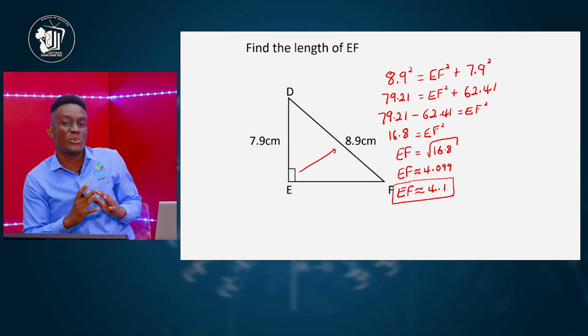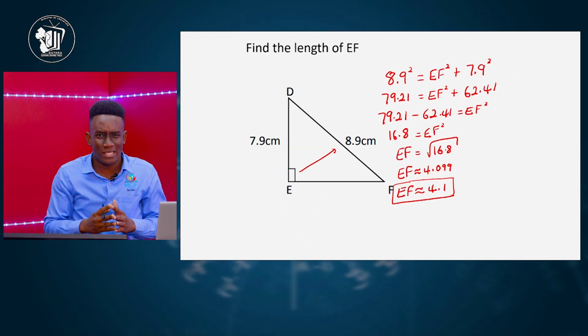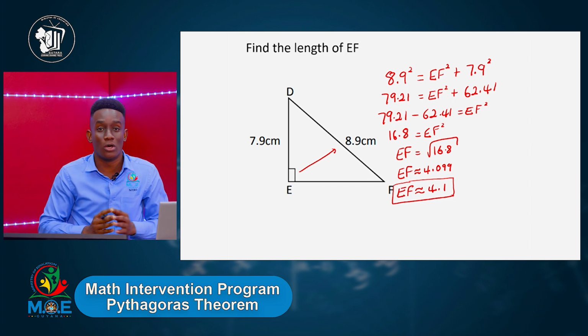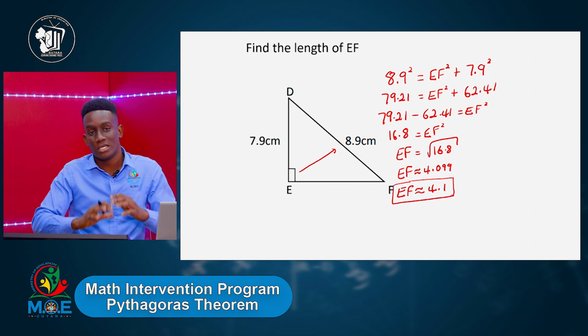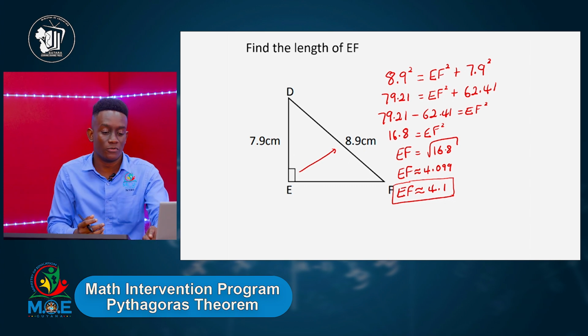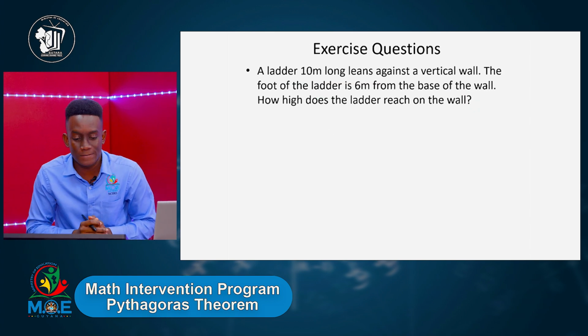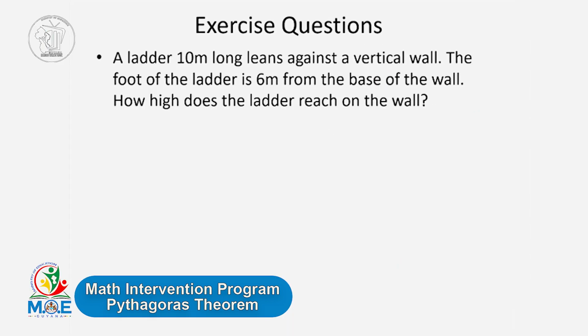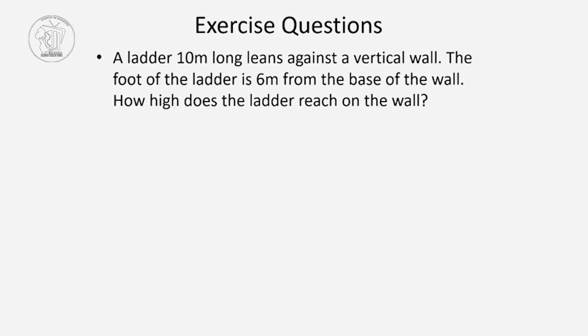In this case, we were not asked to find the longest side again, but once again, the longest side was the subject of the formula, and we just put in our values and solve. So the last example is an application question. A ladder 10 meters long leans against a vertical wall. The foot of the ladder is 6 meters from the base of the wall. How high does the ladder reach on the wall?